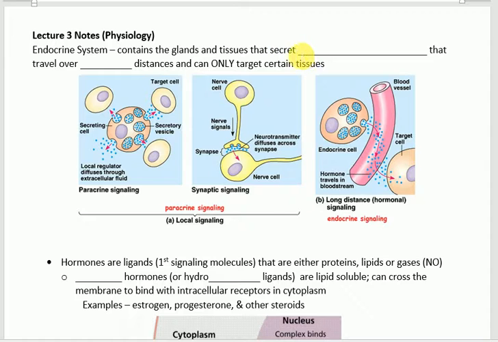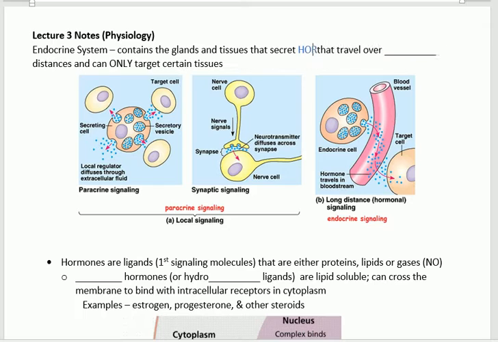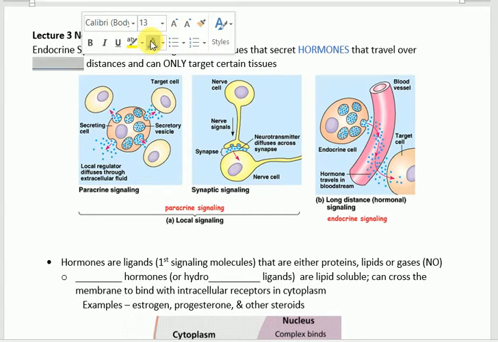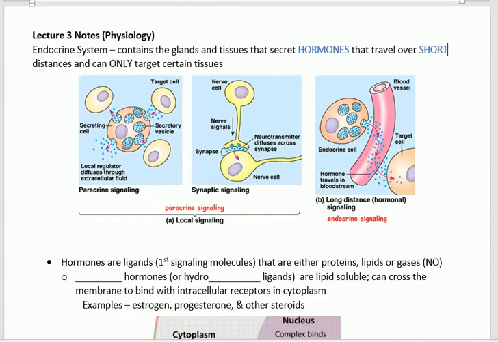And it contains the glands and tissues that are going to secrete hormones that are going to travel over short distances, and they can only target certain tissues. So for instance, here's a target cell, and this is a form of signaling. It's going short distances to those other cells, whether it be a B cell, a T helper, whatever, okay?